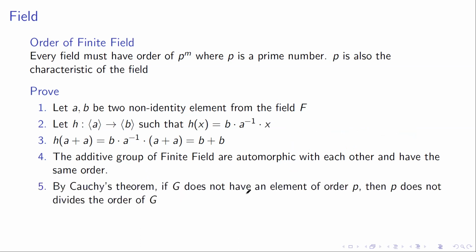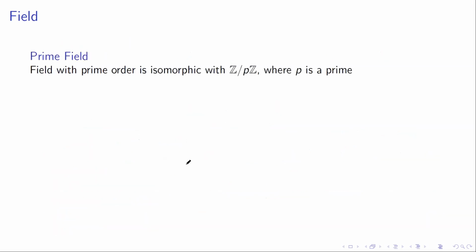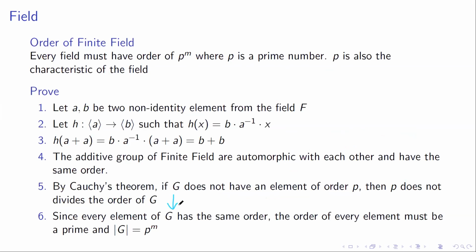By Cauchy's theorem, if G does not have an element of order p, then p does not divide the order of G. But because every element of G has the same order, every element must have prime order, and the order of G must be a prime power. So this completes the proof of this. Any questions?